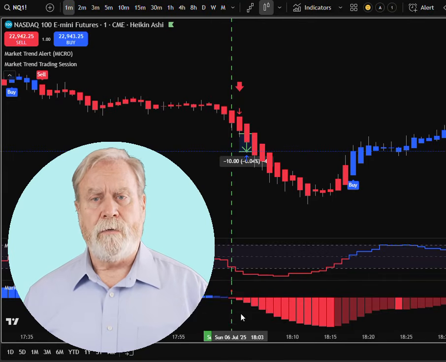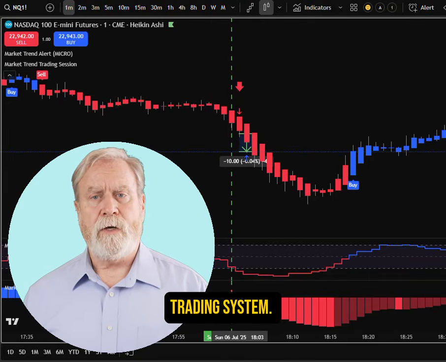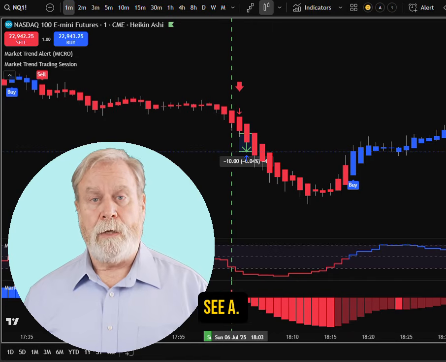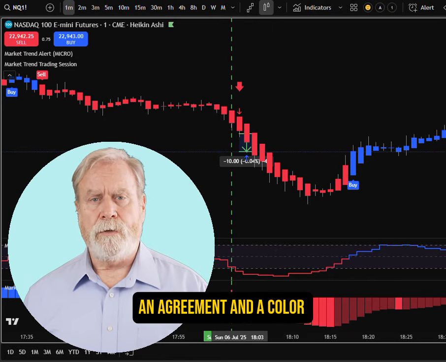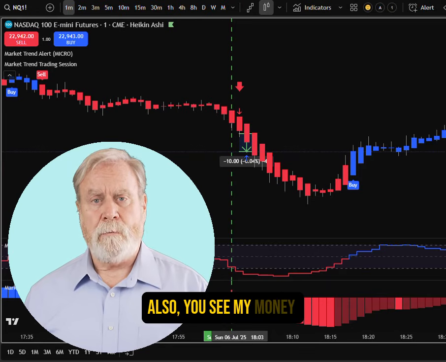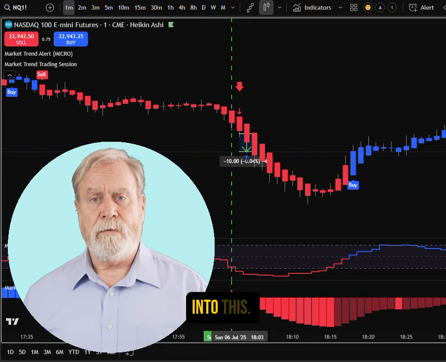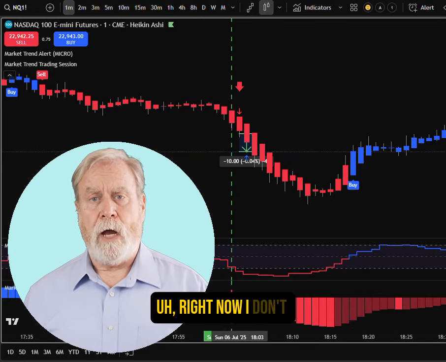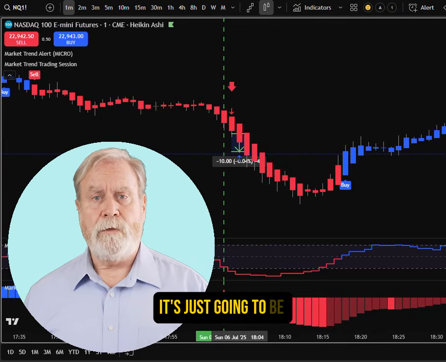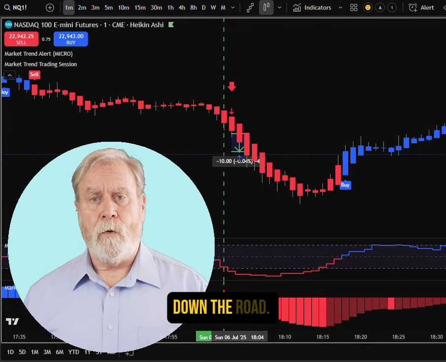It's a very, very simple trend trading system. We basically get in when we see an agreement and a color change. Buy on blue, sell on red. Also, you see my money flow indicator that I'm adding into this. Right now, I don't have it for the main system. You really don't need it. It's just going to be extra confirmation down the road.